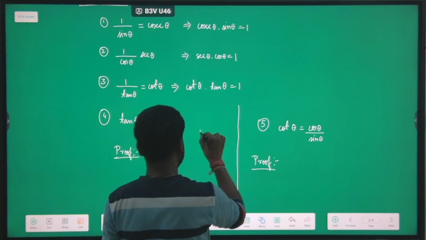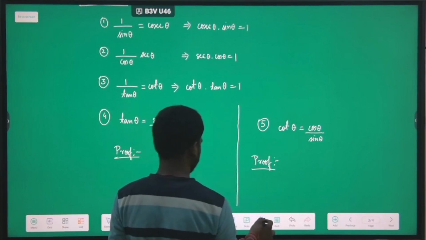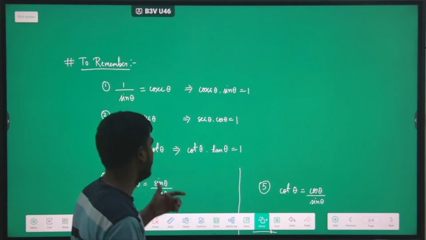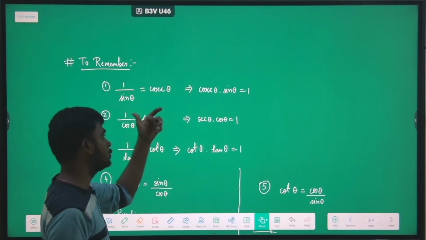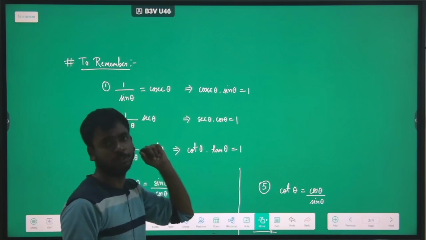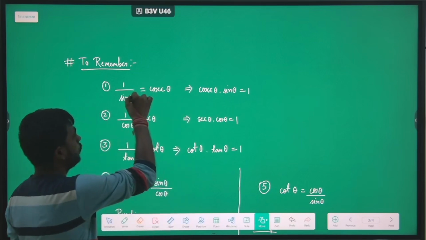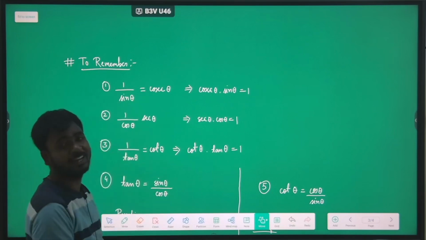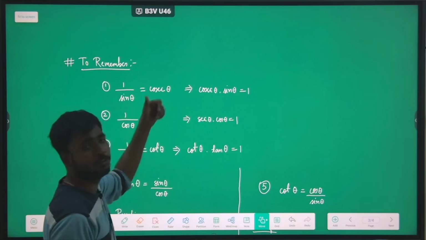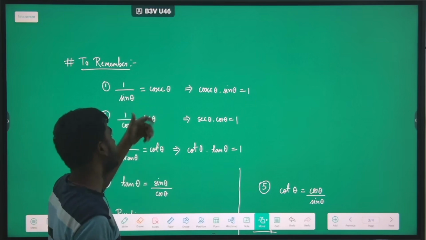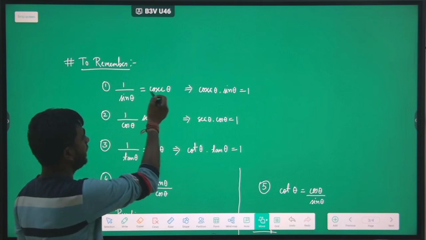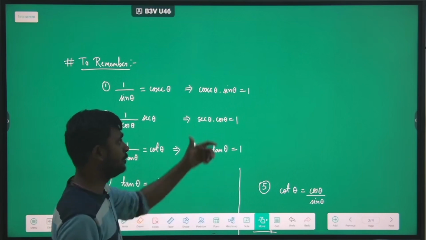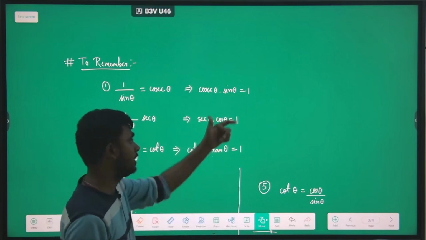Now moving to our next part. What is our next part? Our next part is opposite relations. We have studied it, but we will do some more formulation from this. We know that the opposite of sine theta is cosec theta. That means 1 by sine of angle theta is equal to cosecant of angle theta. When we cross multiply the things, we will get cosecant of angle theta multiplied with sine of angle theta gives 1.